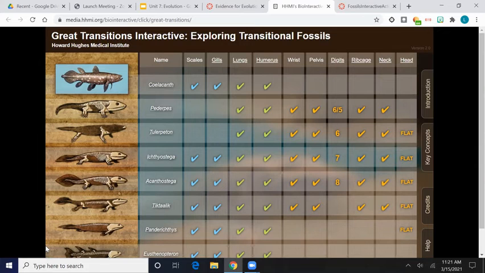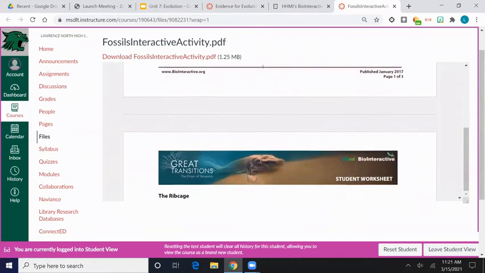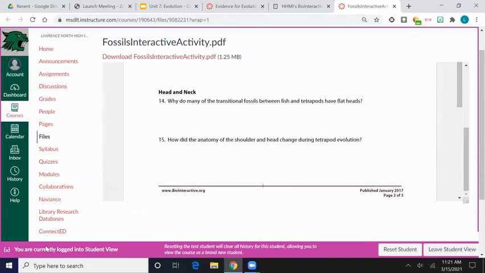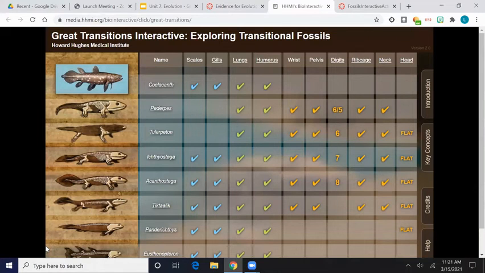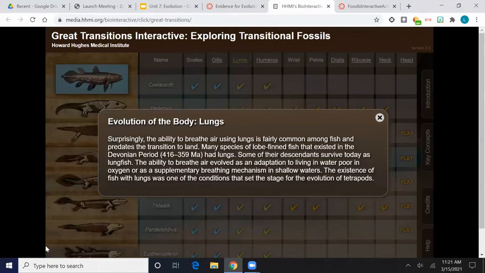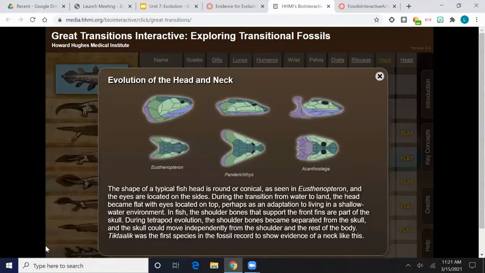So once you do the introduction and you get to this part, it talks about the anatomical structures. So it's going to look at gills or lungs first, and these are going to be about the gills and lungs, the rib cage, the humerus, digits, and head and neck. And where to find those? Up here at the top are all those anatomical structures. So you'll click on gills to learn more about gills, lungs to learn more about lungs, and so on and so forth. And this is where you'll find all of the information for those questions on the worksheet.